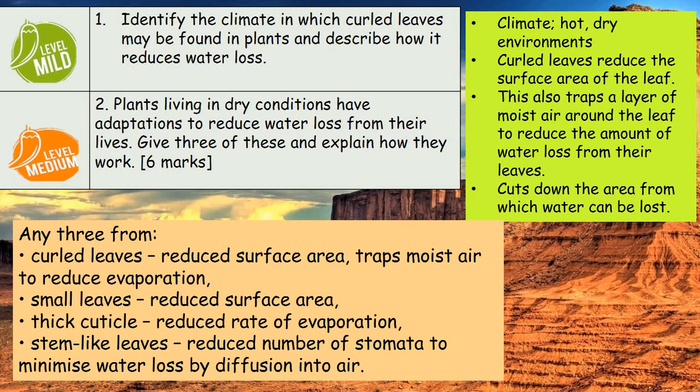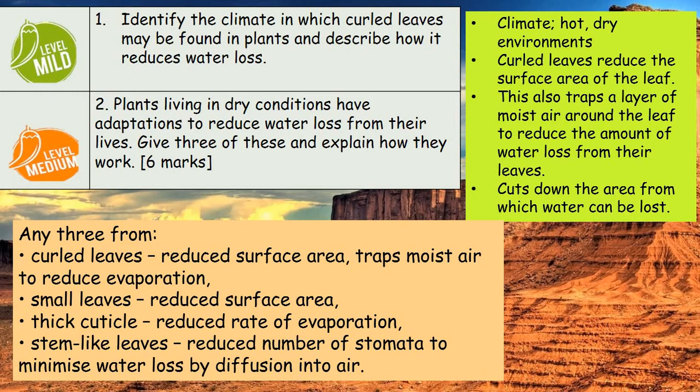Okay, if we've got moist air directly outside of the leaf, we've got a shallower concentration gradient, therefore less water will be lost. So you can relate that to rates of diffusion of water vapor. So it cuts down the area from which the water could be lost. Any three for the second question.